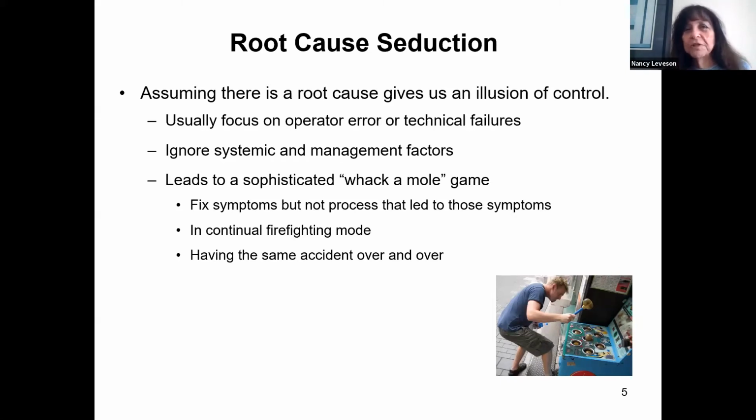We usually focus then, because of that, on operator error or technical failures, and ignore the systemic and management factors. But that leads to a sophisticated whack-a-mole game where we fix the symptoms, but not the process that led to those symptoms. And so we end up in continual firefighting mode and having the same accident over and over again.